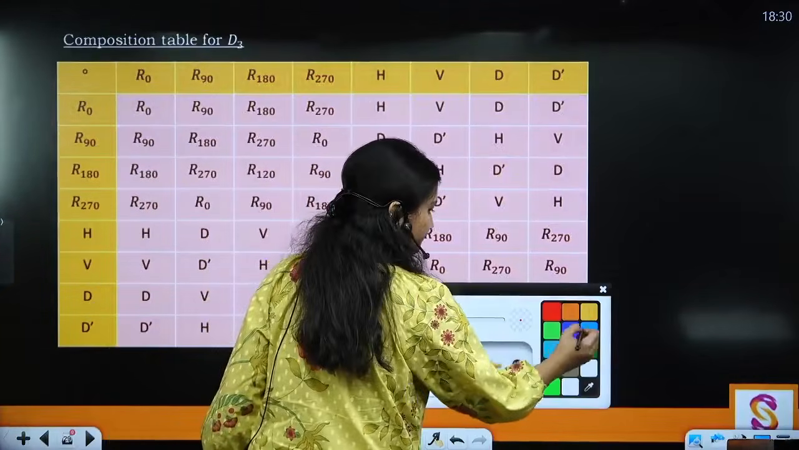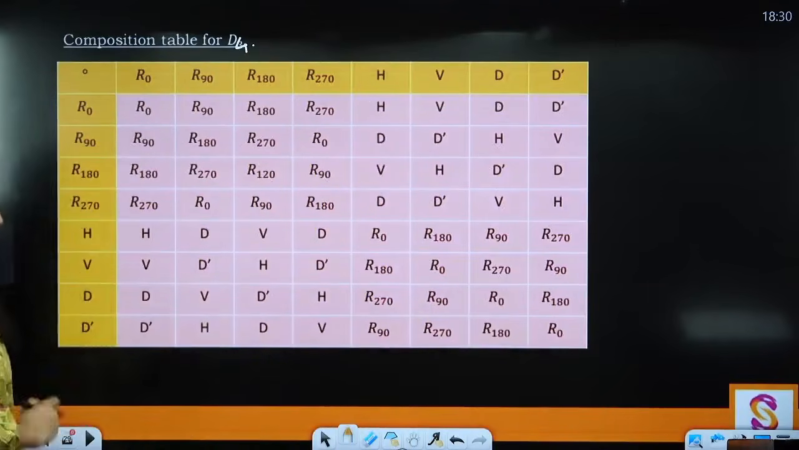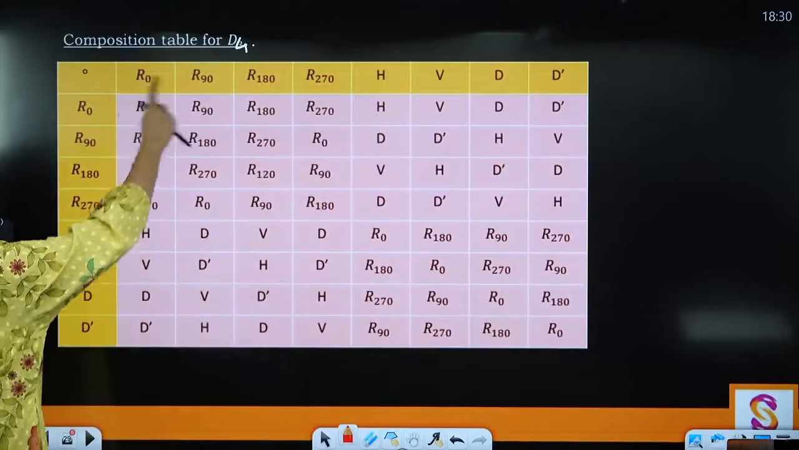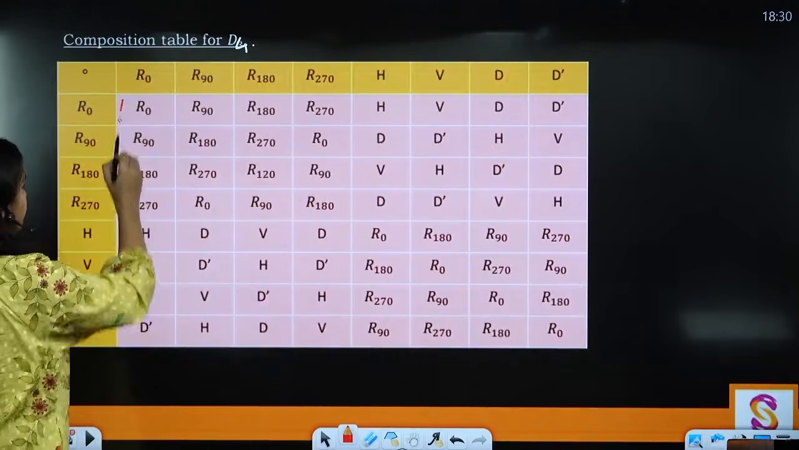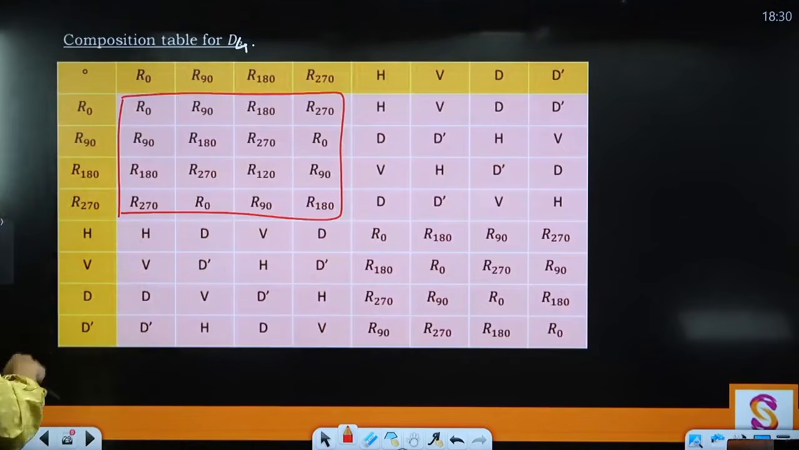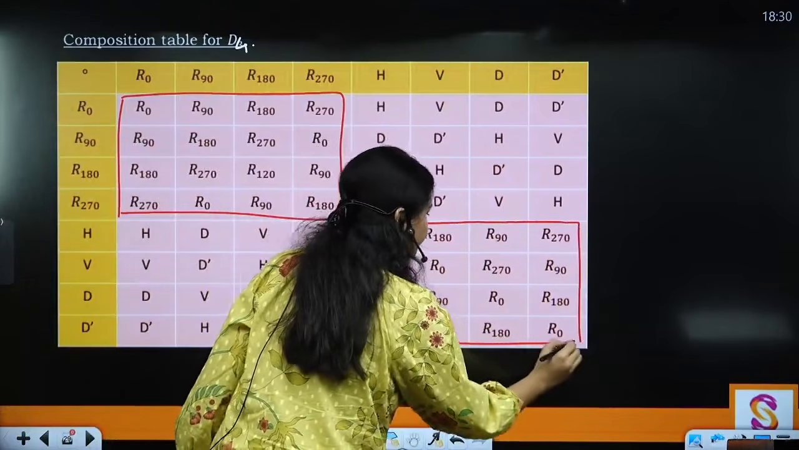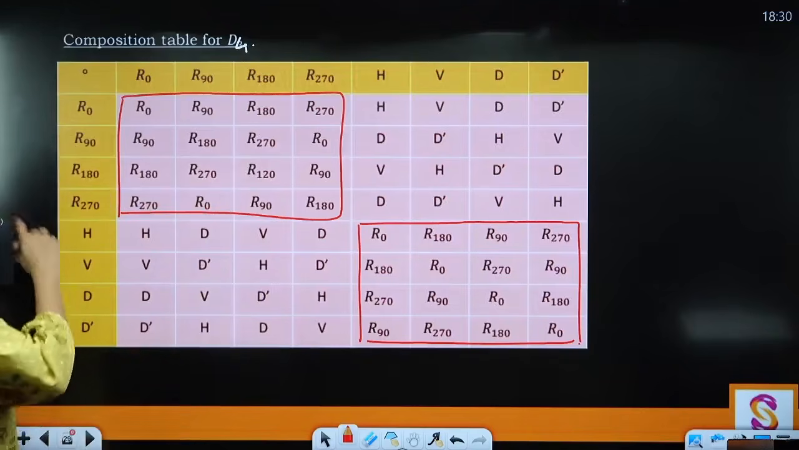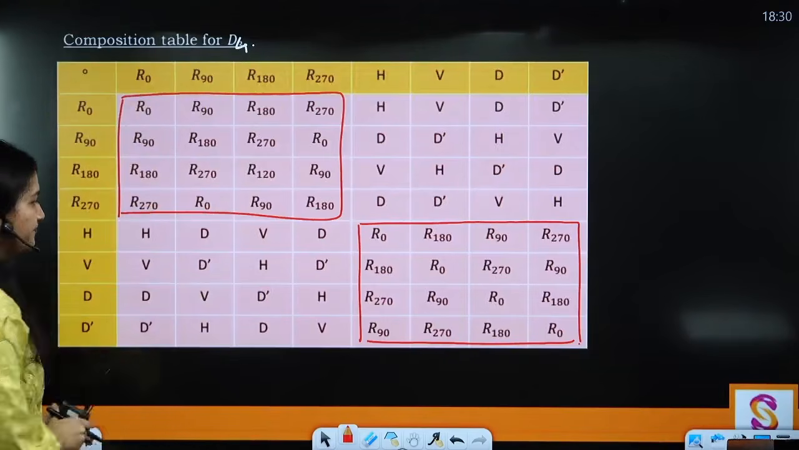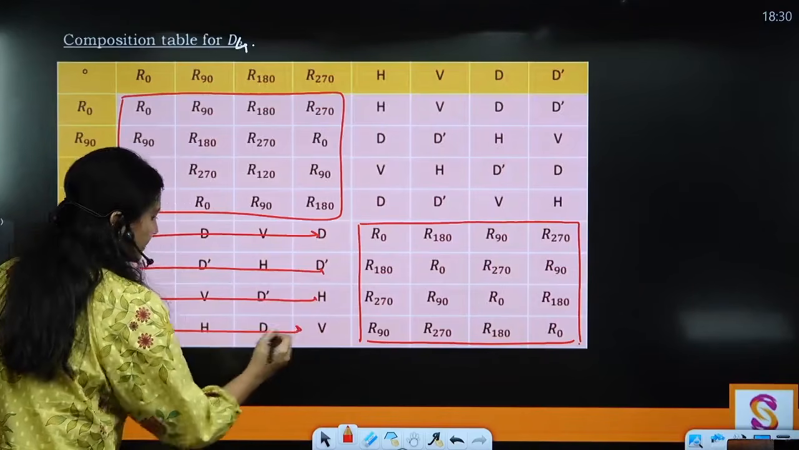Now this is D4. Now again the same property holds. If you notice, when you are applying rotation on rotation, you are all getting rotations only, right? And when you are applying reflections with reflections, again you are getting rotations, right? When you are mixing the two, one reflection and one rotation, you are getting all the reflections, right? And same property holds here as well.